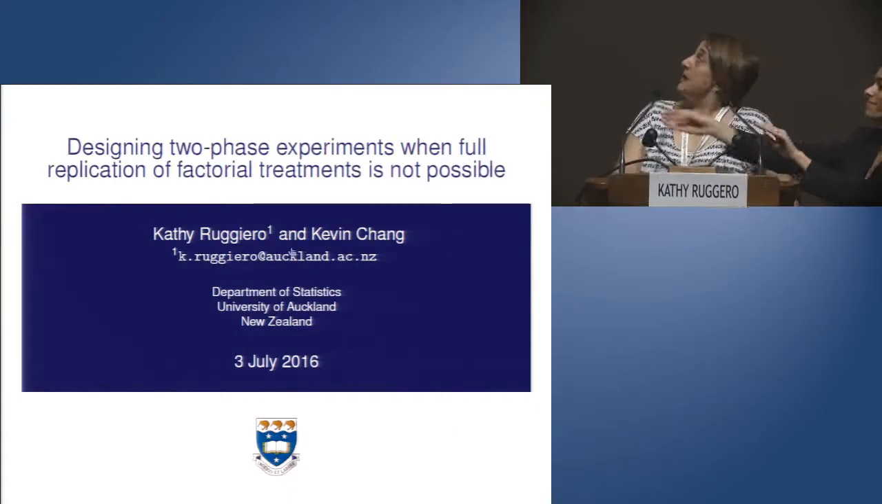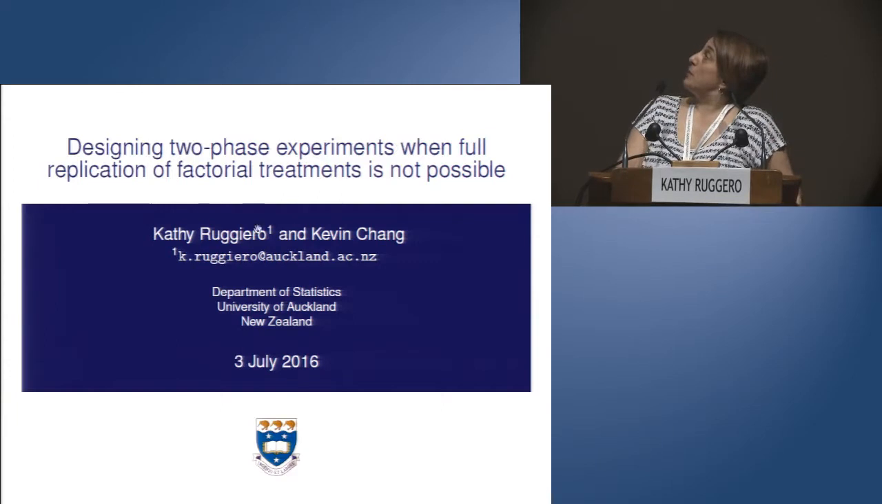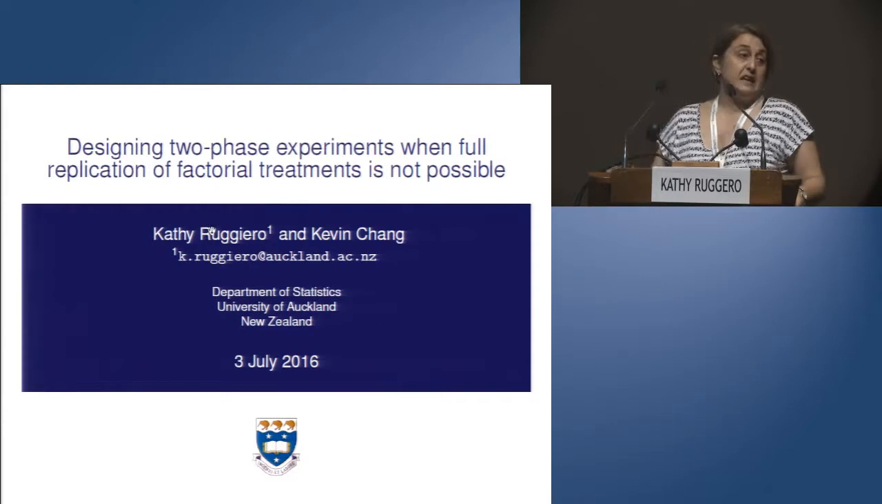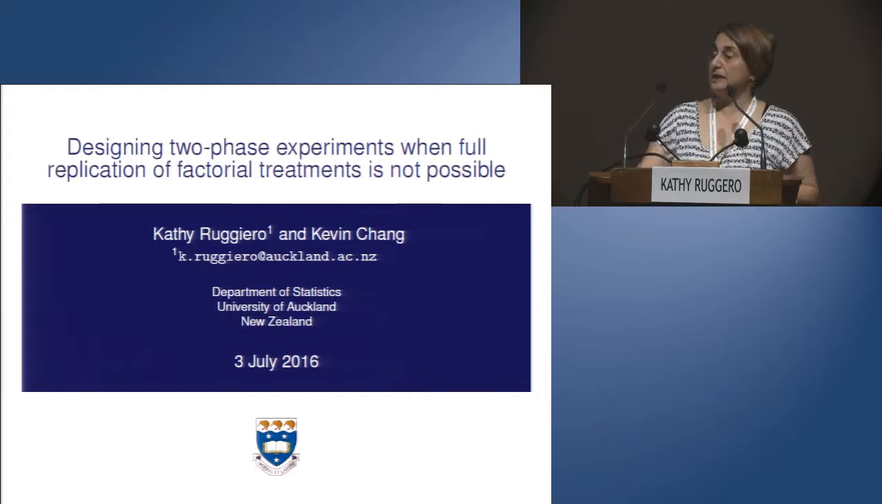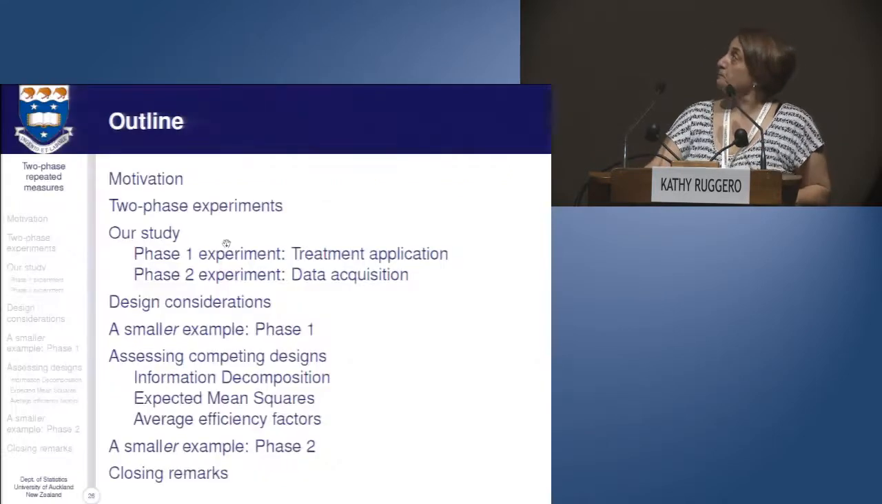Okay, so in my title I use the words full replication. I say when full replication of factorial treatments is not possible, what I really mean is that an integer multiple of full replication is impossible, and I'll explain what I mean by that shortly.